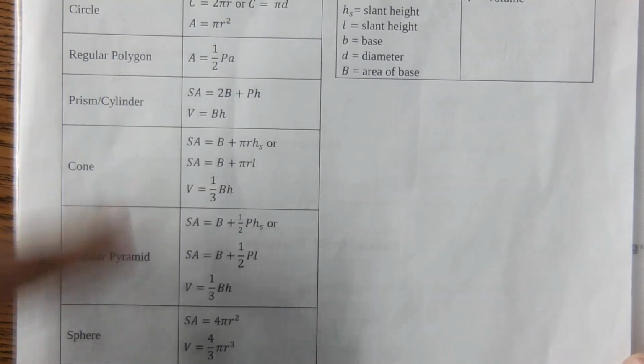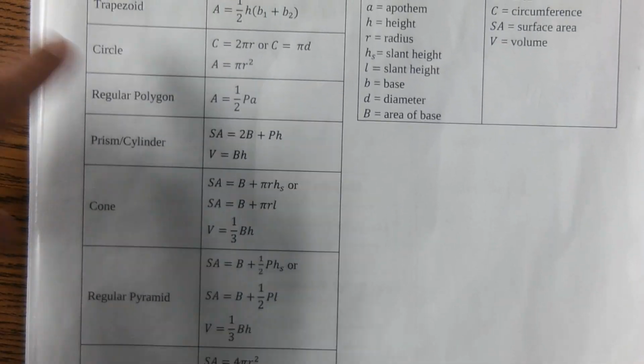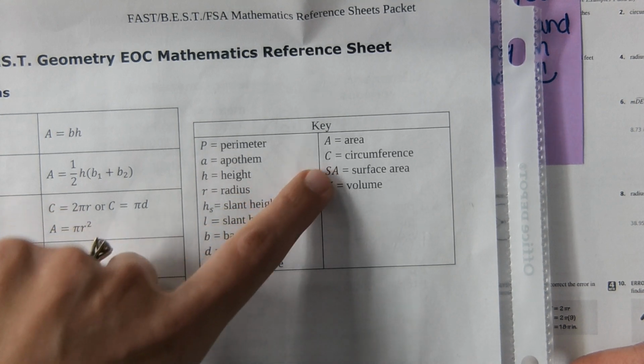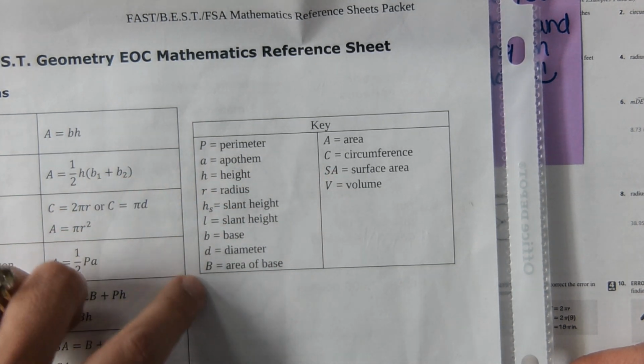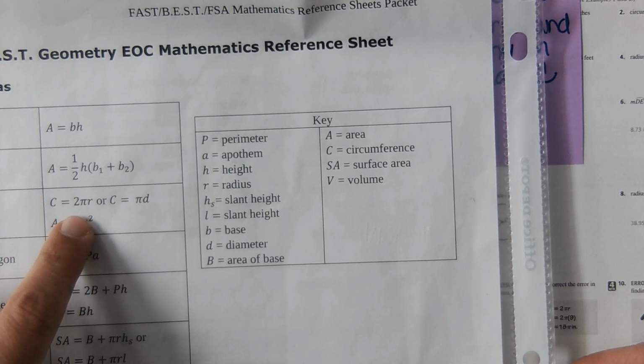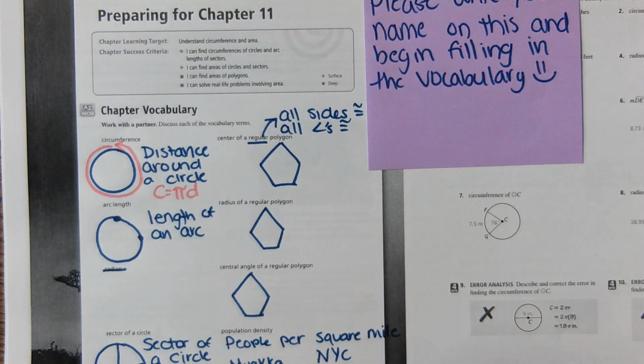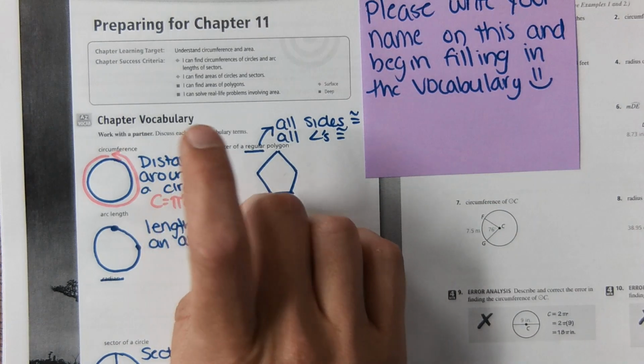Also, as you can see, there's a lot of letters here, and you might forget what the letters mean. There's also this key over here. So C is circumference, R is radius, D is diameter. So if you ever forget what the letters are, there's this key right here. Okay, so that's distance around a circle.